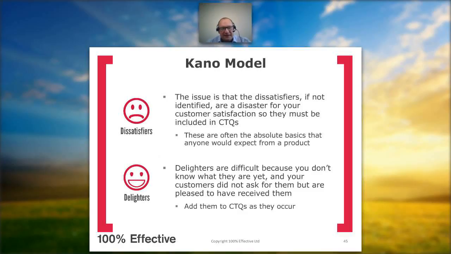The other end of the scale is things that would delight our customers. And that's what happens when we have things which blow the customer away. They didn't even think about these particular things. And because they couldn't think of them, when we do our VOC exercise, they couldn't possibly have brought them up.